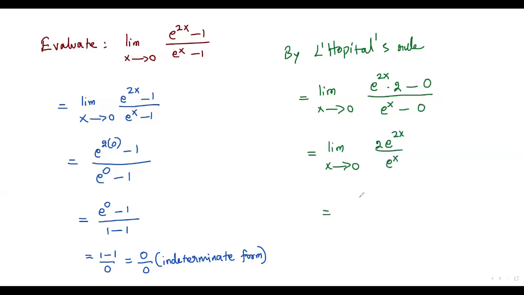Okay, now we can apply the limit for x. That is, we can plug in 0 for x into the function over here. So I'm getting 2 times e to the power 2 times 0 over e to the power 0. 2 times e to the power 0, since 2 times 0 is 0. The value of e to the 0th power is just 1. So I'm getting 2 times 1, and we can ignore the denominator 1, because whenever we divide a value by 1, we get the same value. So 2 times 1 is 2. So the evaluation of the given limit is 2.